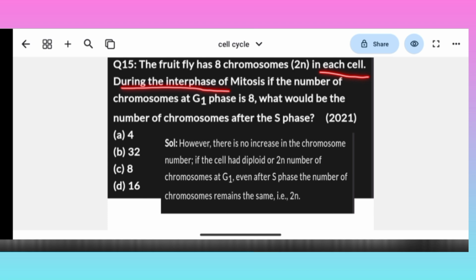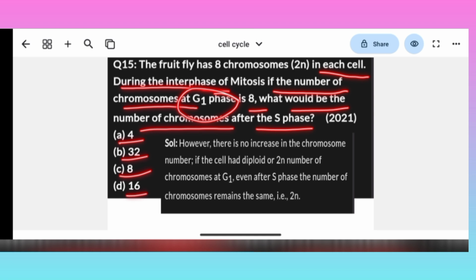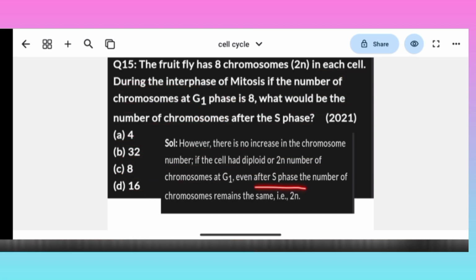The fruit fly has 8 chromosomes in each cell. During the interphase of mitosis, if the number of chromosomes at G1 phase is 8, what would be the number of chromosomes after the S phase? 4, 32, 8, 16. There is no increase in the chromosome number. If the cell had diploid or 2n number of chromosomes at G1, even after S phase, the number of chromosomes remains the same, 2n. Option C, 8.